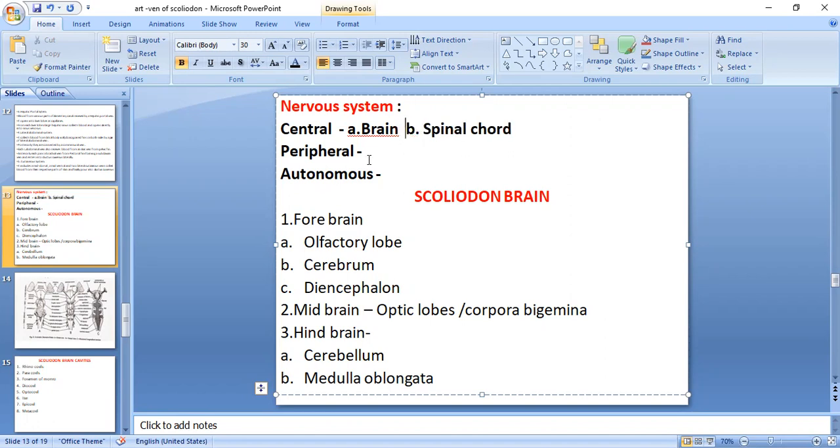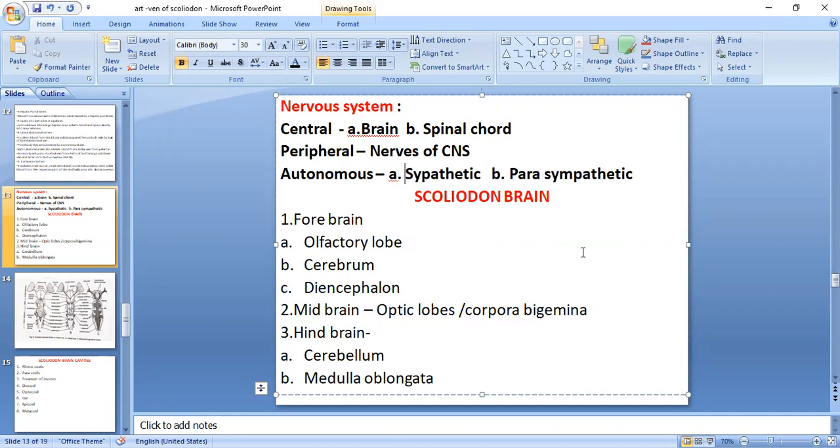And the peripheral nervous system is the nerves of the CNS, the central nervous system. The autonomous nervous system includes the sympathetic and parasympathetic nervous systems.